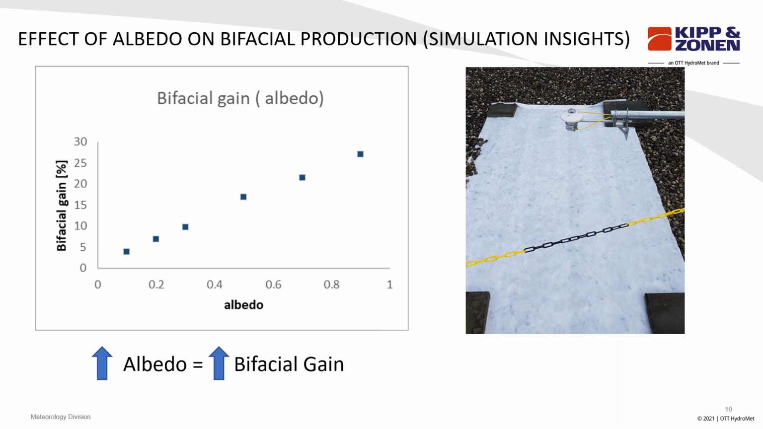So we have here a simulation of the bifacial gain as a function of the albedo, and you typically see a more or less linear dependence. And on the right here, you see such an albedo enhancer. This is on the Kipp measurement roof. It's a piece of white fleece which has a relatively high albedo.